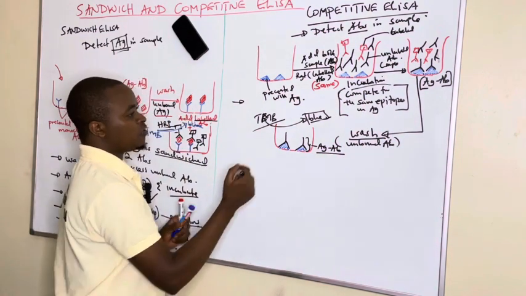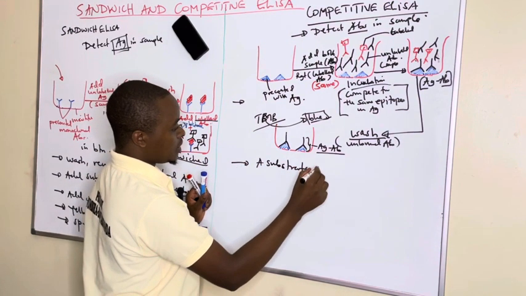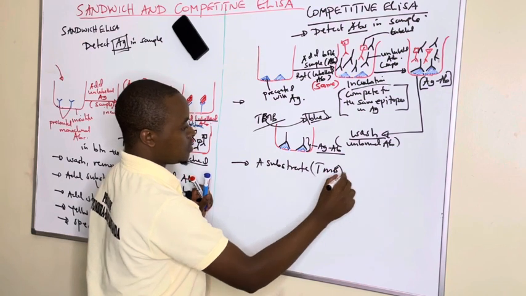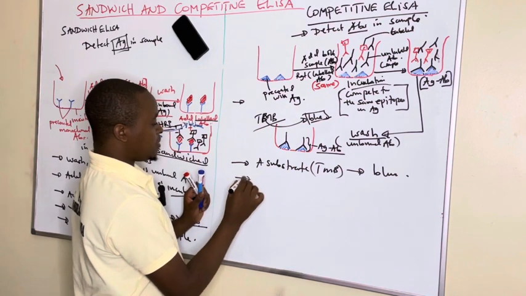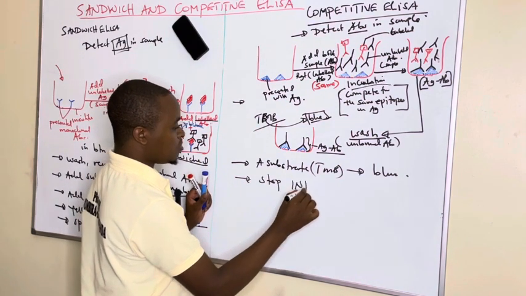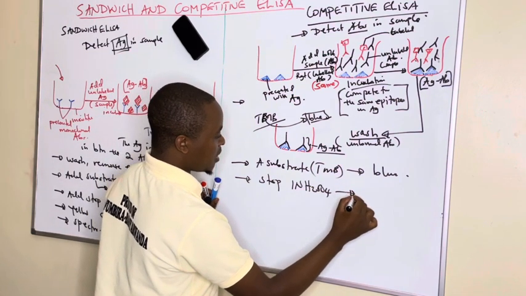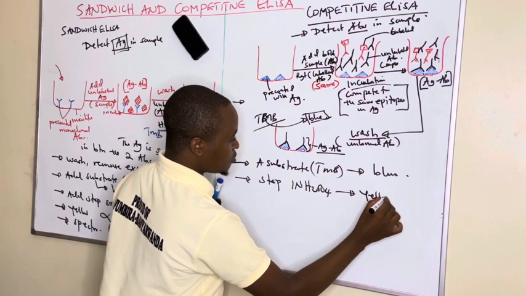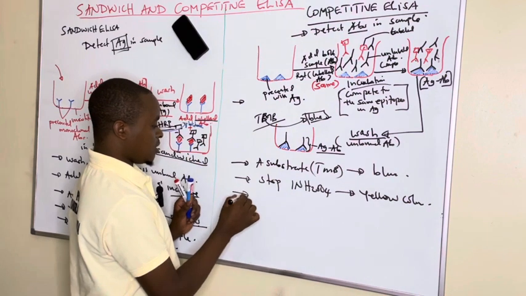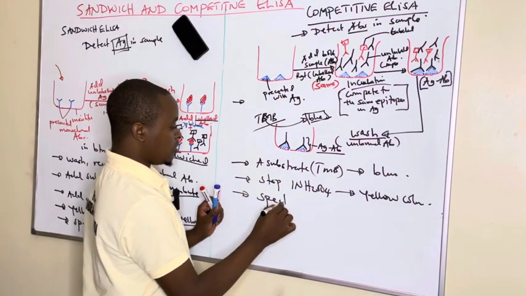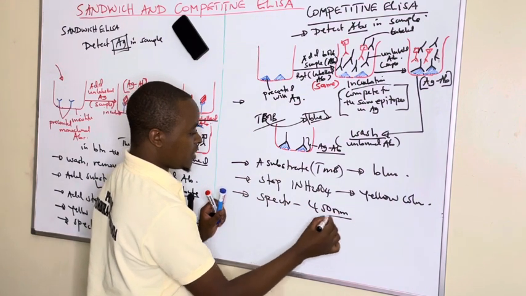So here we add the substrate, that is TMB, tetramethylbenzidine, leading to production of the blue color. This blue color is terminated by adding a stop solution, that is 1 normal sulfuric acid. This turns the color from blue to yellow due to the change in the pH of the media. And this yellow color is always determined spectrophotometrically at 450 nanometer wavelength.